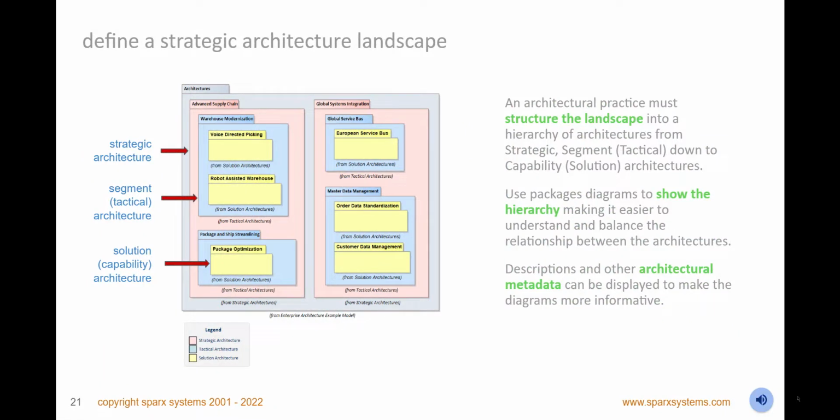Structure your architecture landscape into a hierarchy of architectures, from strategic through tactical or segment to solution architectures. Use a nested package diagram to clearly show how these architectures are related or visualize them in a tree in the browser window. Add dynamic legends to the diagram to color the different levels of architecture, and add metadata and notes to describe them in detail.